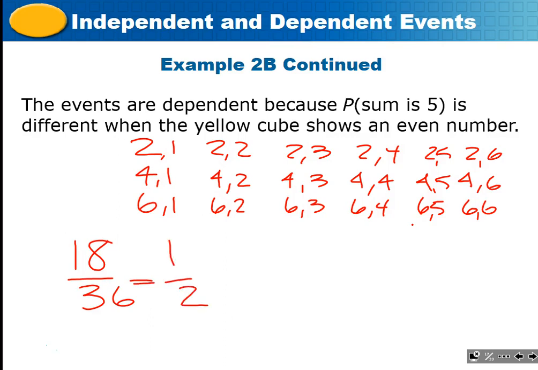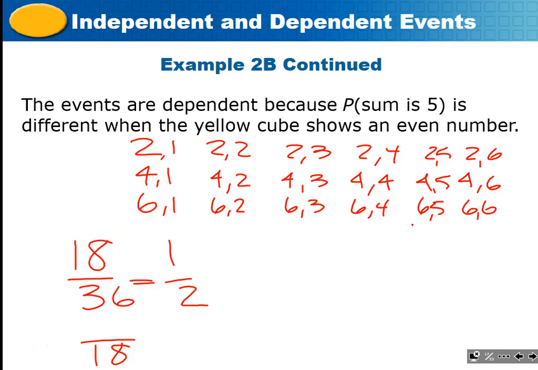Okay. Then the second part of this problem says the sum is 5. So we want to look at now these 18 numbers. So we're going to put our 18 down here as our denominator again. If it was our numerator in the top, it's going to become our denominator in the second one. So of the 18, how many of them have a sum of 5?